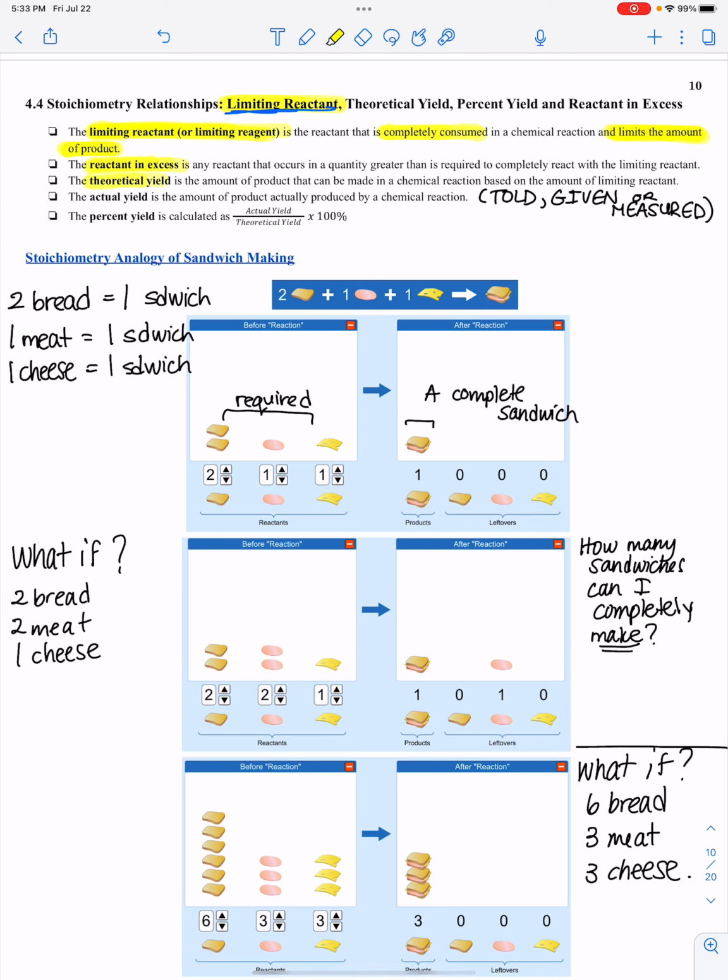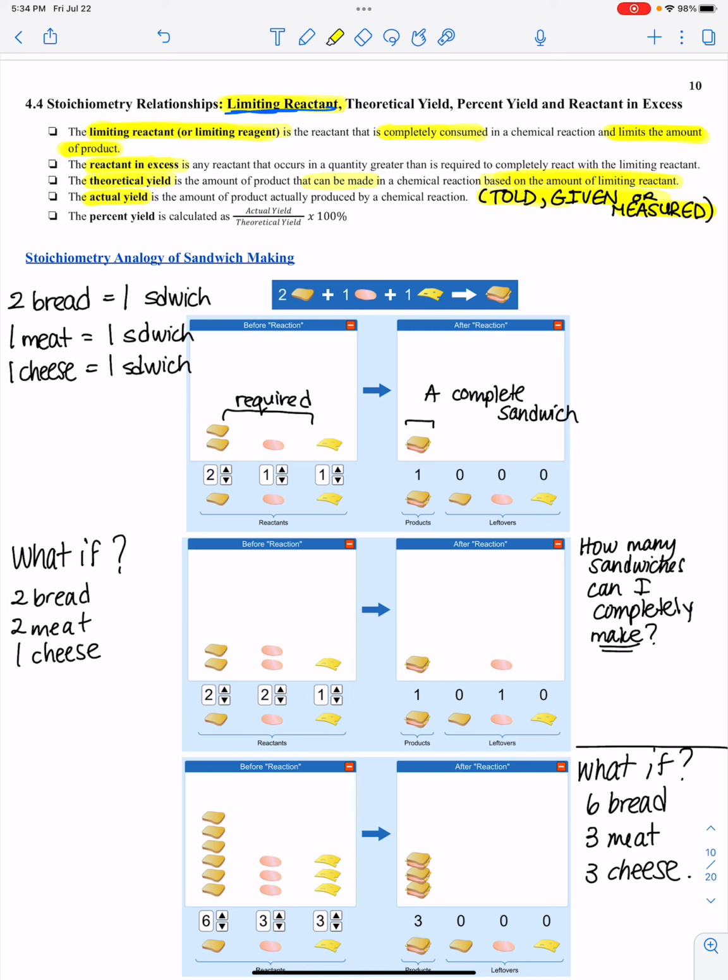The theoretical yield, this one's tough, is the amount of product that can be made, and it's based on the amount of the limiting reactant. So how much product I could make in a reaction comes from the limiting reactant, the one that limits how much product can be made. Then we have something called the actual yield. I'm going to let you know that's something that you're told, you're given, or you measure in an experiment, right? It's the amount of product that you actually get. Not all times will the product that you should get be the same quantity that you actually get, and it's because of human error or things with the experiment.